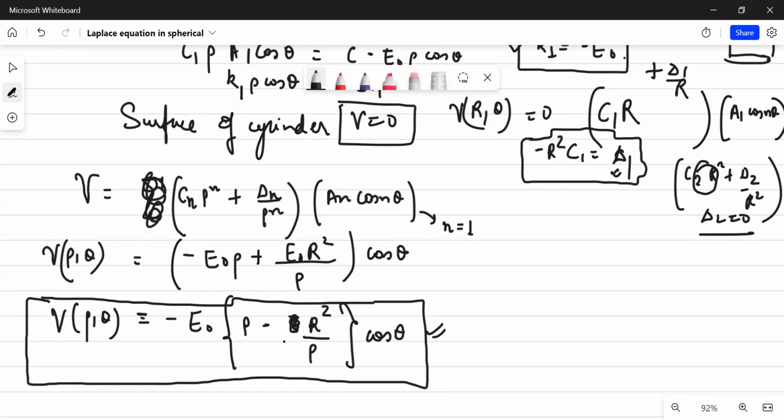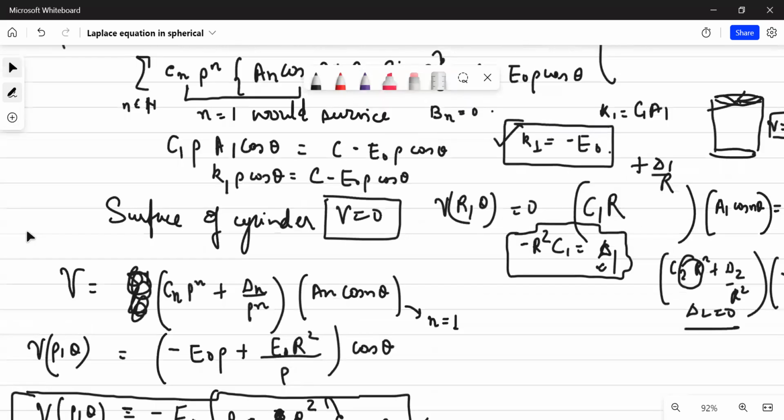So what is extra that has come? Had the uncharged cylinder not been placed here, the potential would be minus E naught rho cos theta, isn't it? See for yourself, minus E naught rho cos theta is the term. So in general, if this cylinder had not been placed here and the electric field was along the x-axis, my potential term would be minus E naught rho cos theta. Forget about some constant. Overall, the term would be minus E naught rho cos theta. Is that something? Yes, sir. Okay.